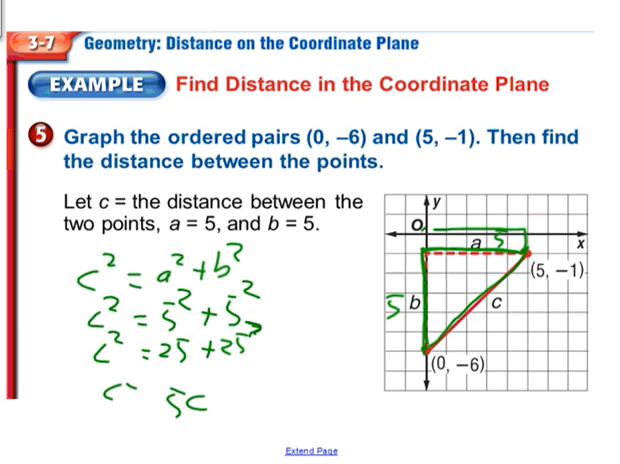That's equal to C squared. I want to know what C is, not what C squared is. So I'm going to take the square root of both sides. I'm going to say C is equal to the square root of 50.